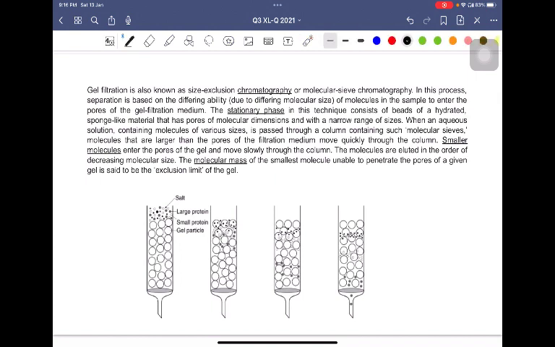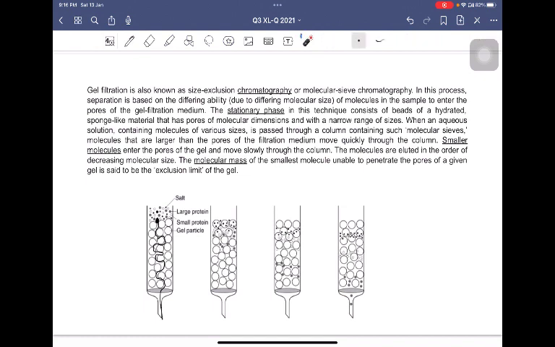So suppose this is a particular pore size, and a molecule coming in this solution is here and it cannot enter the pores. What will happen to it? It will be passed in the void spaces between the beads. Therefore, this very large molecule, which cannot enter the pores, will come out in the void volume.